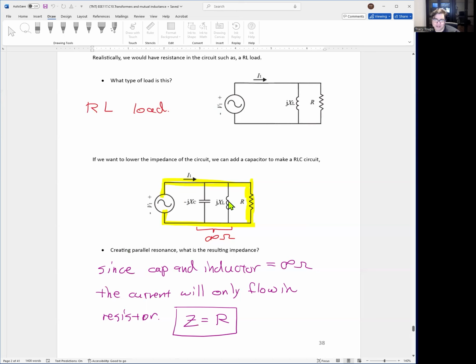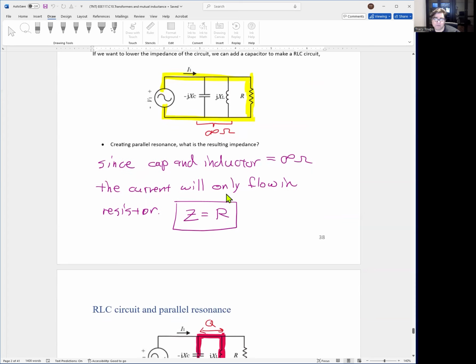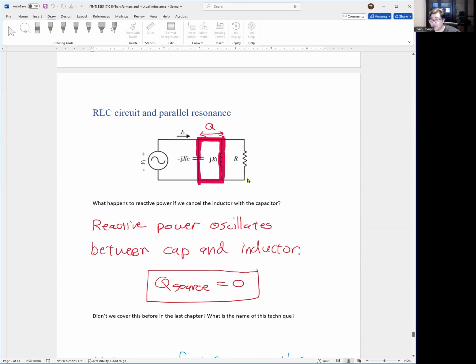So creating parallel resonance gave a resulting impedance. Well, since the capacitor and inductor branch is infinite, the current will never take its path. So you can even cross these two branches out. So only the current is going to flow through a resistor, and so Z of the circuit now is just R resistor. So we went from jXL plus R to just R, which made the circuit more efficient by eliminating the inductor with the nearby capacitor. Okay, that's the power of an LC parallel resonance.